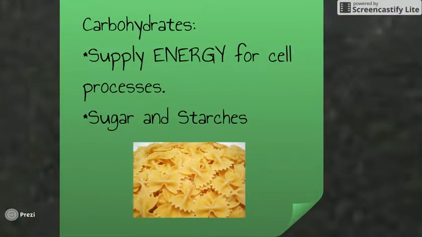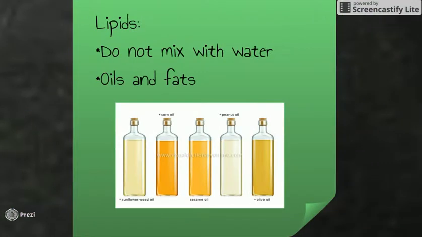Carbohydrates supply energy for cell processes and are found in things that you eat, like pasta and bread. Specific examples of carbohydrates are sugar and starches. Lipids are oils and fats and do not mix with water. These are found in pretty much everything that you eat.